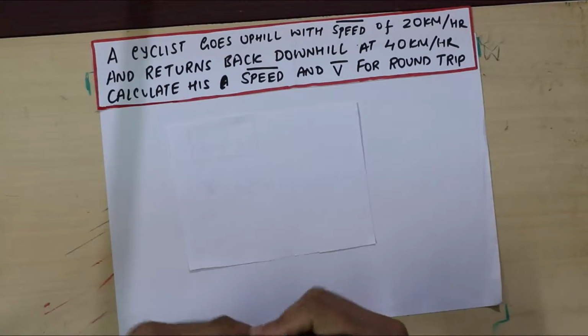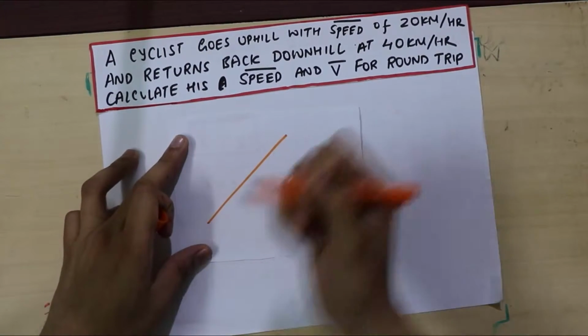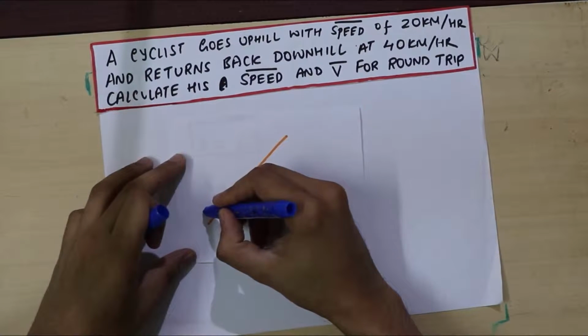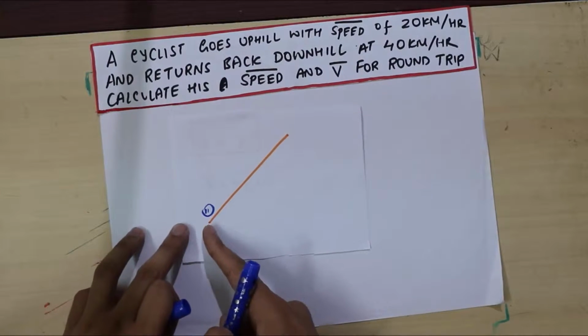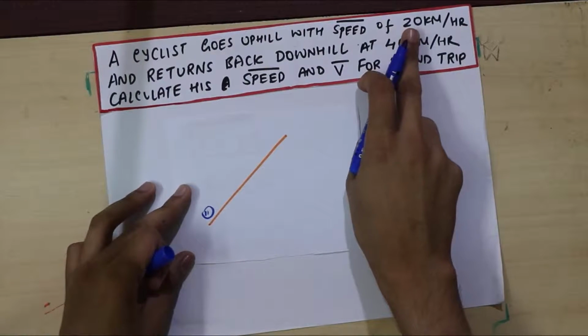Let's see if we can do that. So here is an uphill, okay, and there's a cyclist. So here's my cyclist, okay. Basically everything in physics is going to look like Bob, alright. So he goes uphill at an average speed of 20 kilometers per hour.